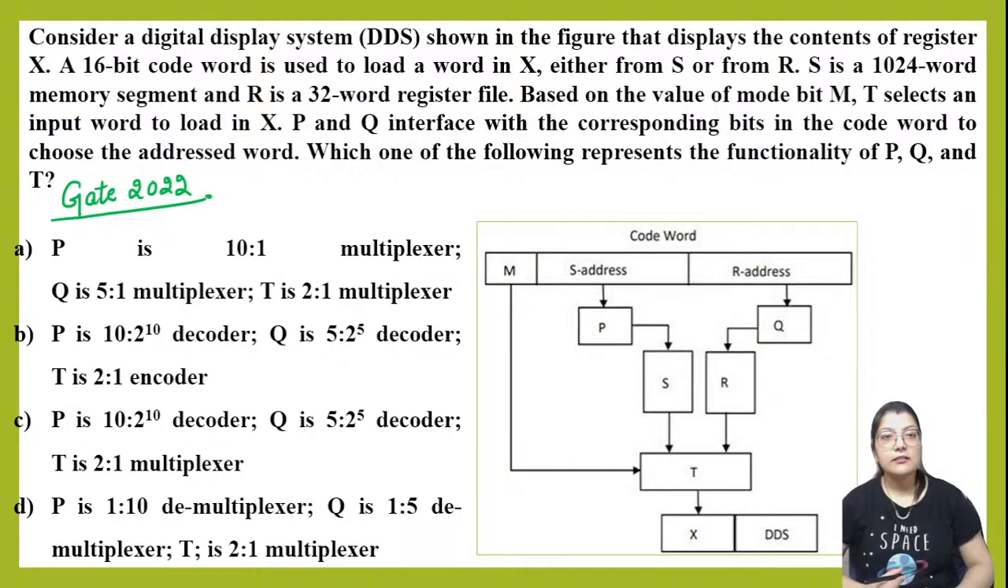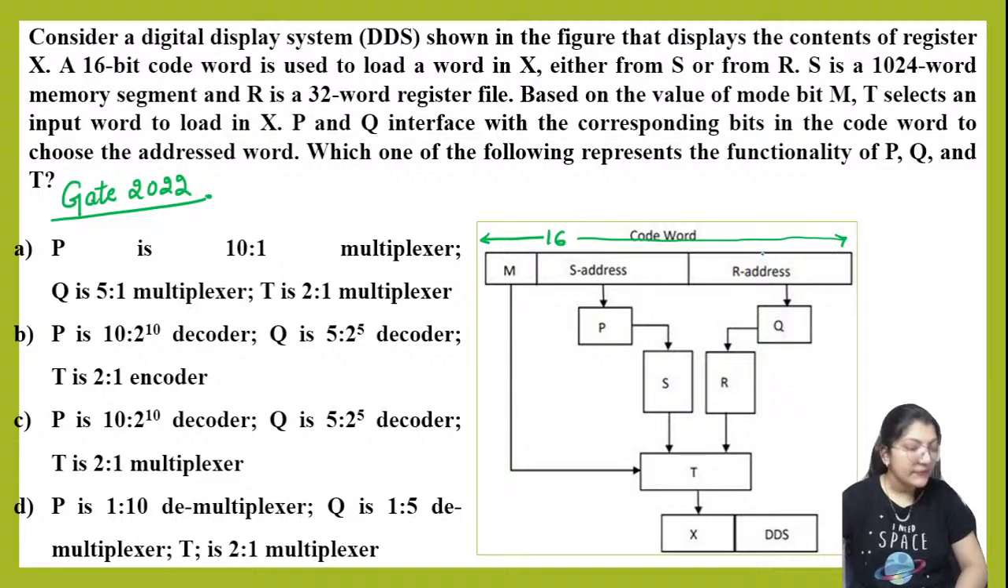See, what they are saying is this is basically a display system, where we are displaying the numbers digitally, and they are saying that it displays the contents of register X. So basically X is a register and the contents of X are being displayed. This code word is of 16 bits, and it is used to load a word in X. So this 16-bit code word will be loaded into X.